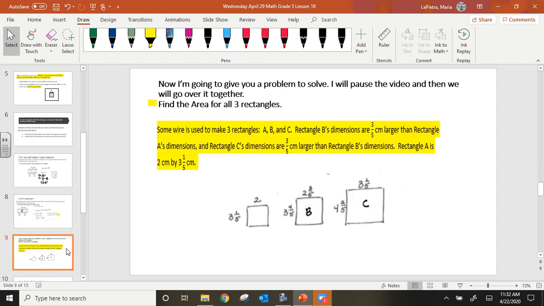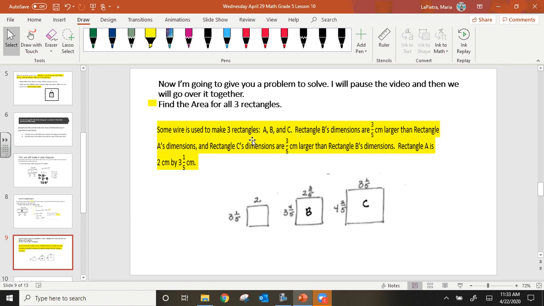Now I'm going to give you a problem to solve. I will pause, or you will pause the video, and then we will go over it again. So find the area for all 3 of these rectangles. So here's this one here, and this one here. Okay, go ahead.